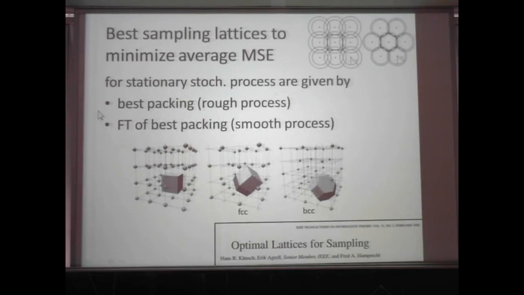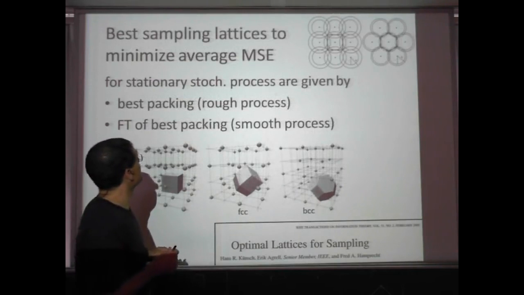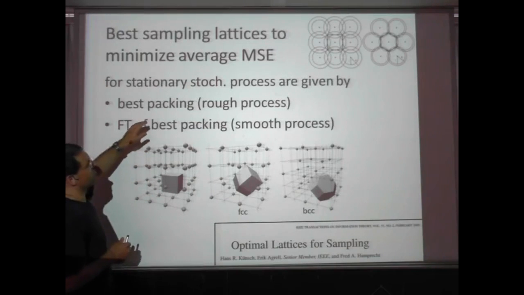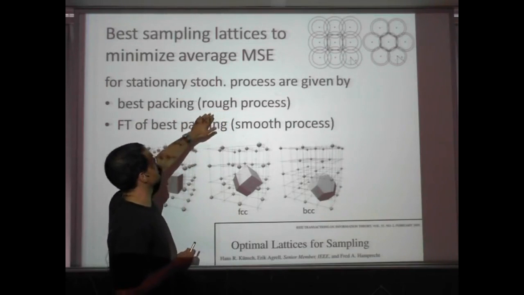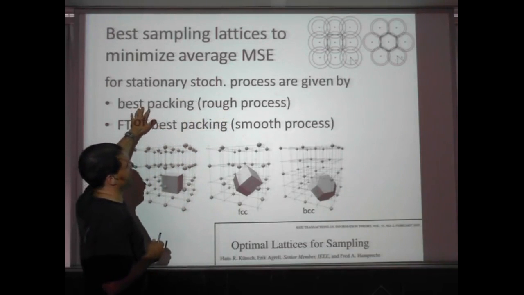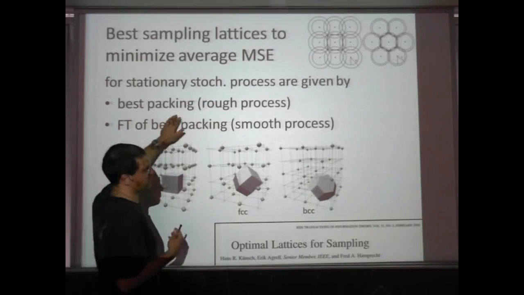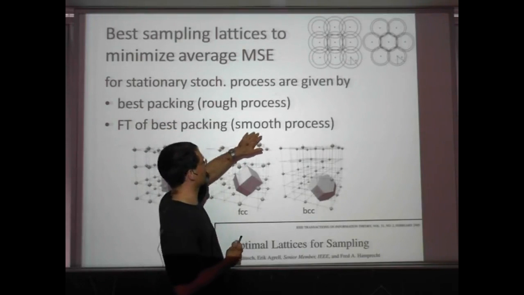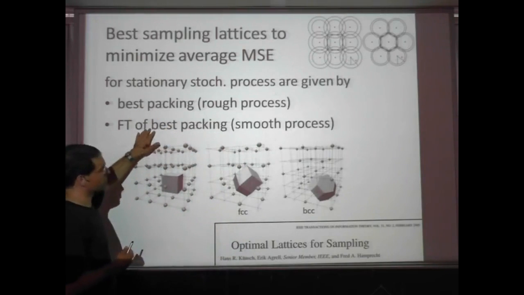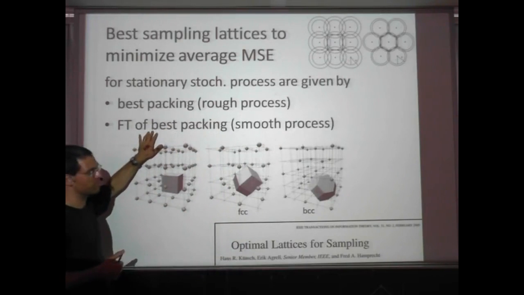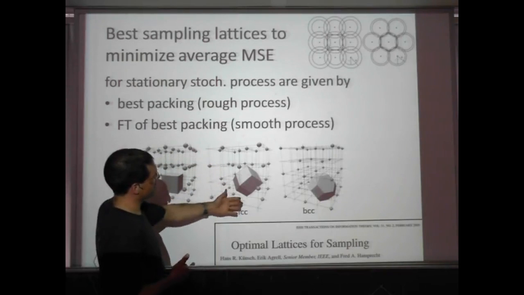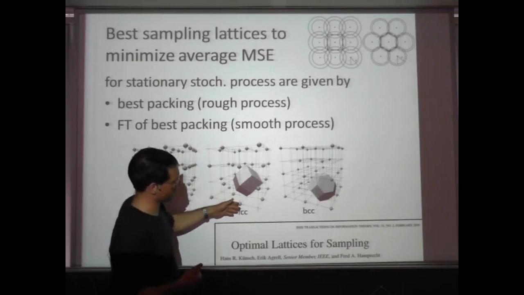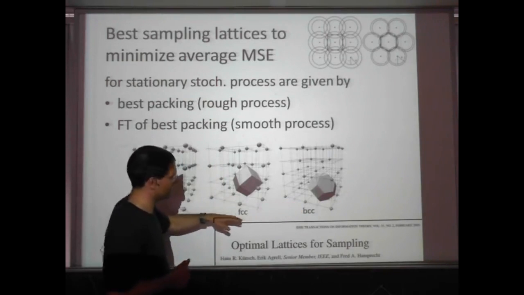And it turns out that if you have a rough stochastic process, or if you have too few points to sample it well, then you should choose the best packing lattice. Whereas if you have many points or a smooth process, then you should use the Fourier transform, or the dual, of the best packing lattice. And in 3 dimensions, those respective lattices are the face-centered cubic or the body-centered cubic lattice, but in any case, not the Cartesian lattice.